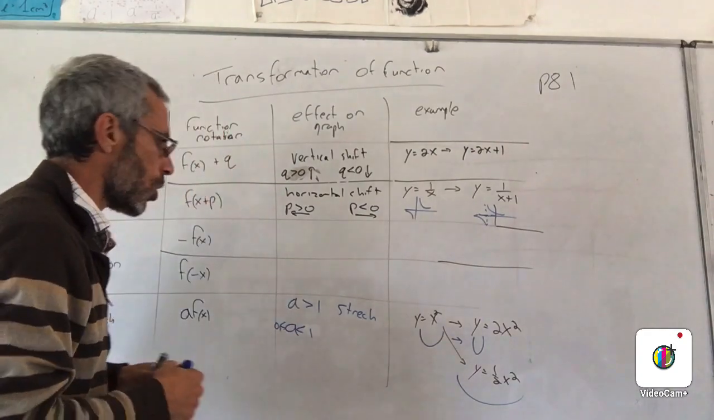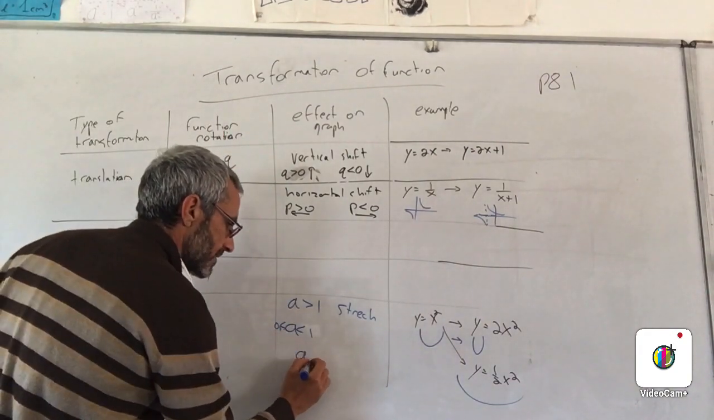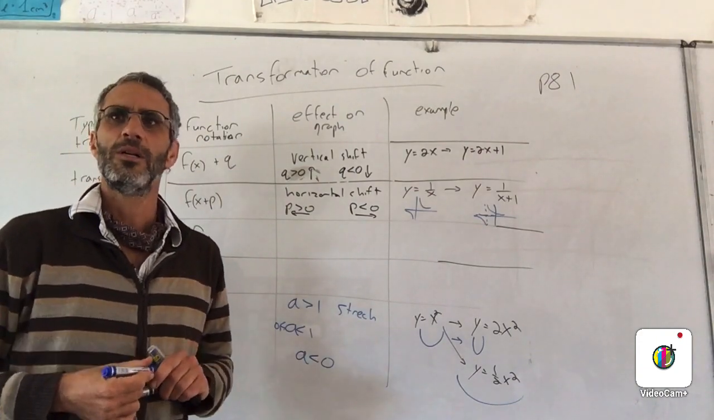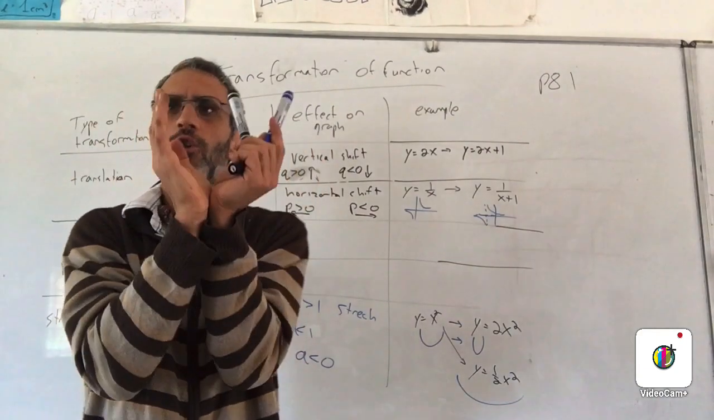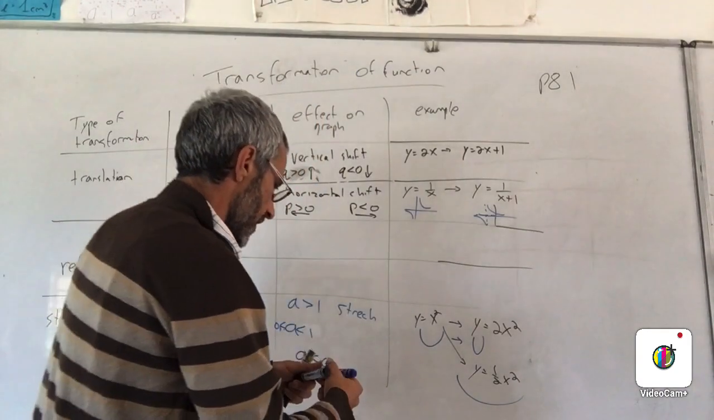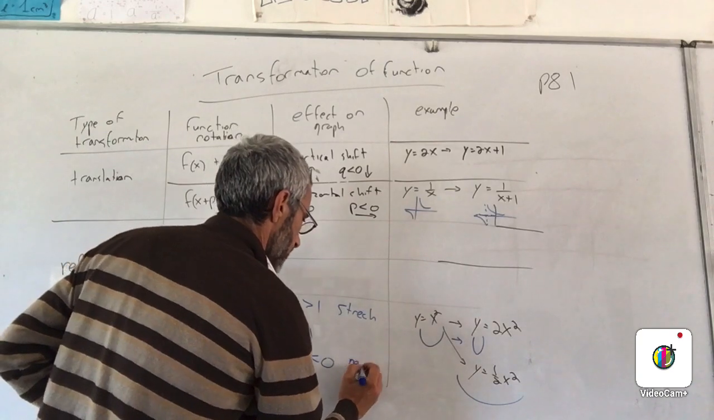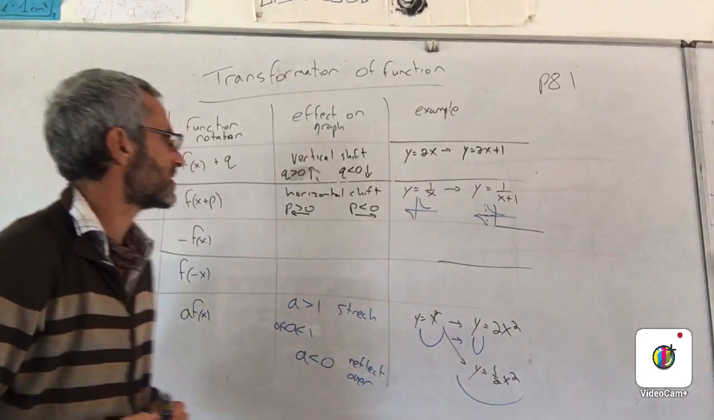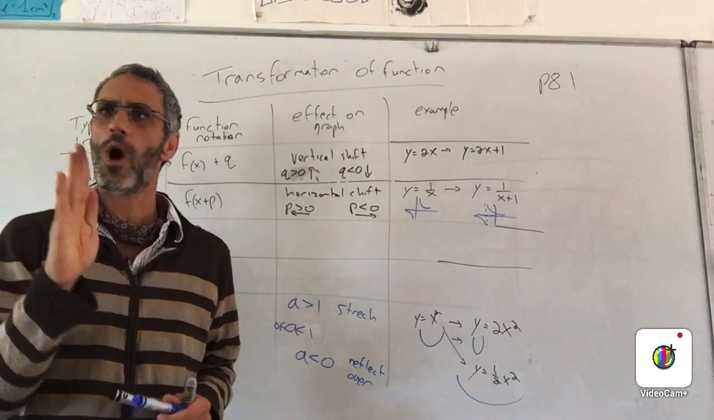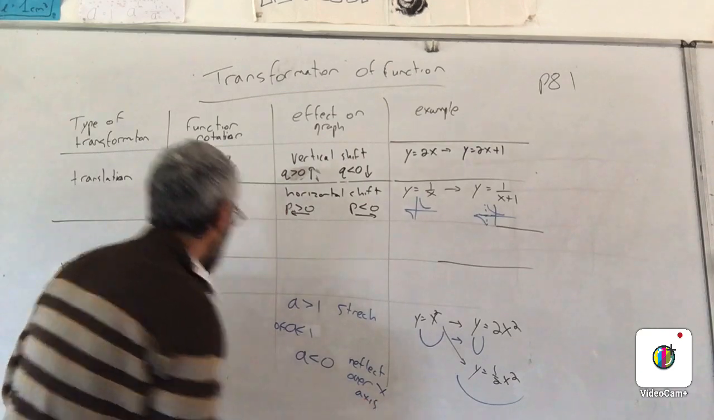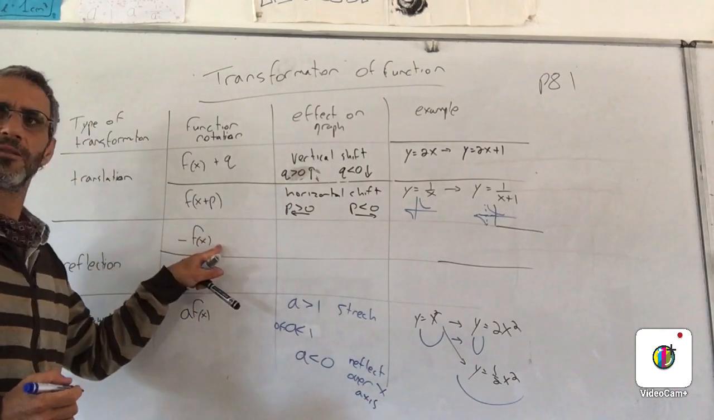Now we've got one more case, and that is when A is negative. What happens when A is negative? That's it. So beside the stretch or the squash, we also have a reflection. So we've got a reflection now. Reflect over which axis are we reflecting? Over the x or the y? The x. Over x axis. And that leads us to this business.